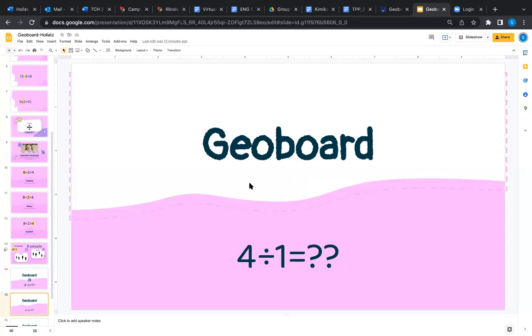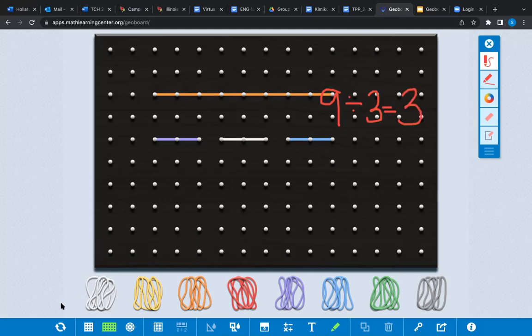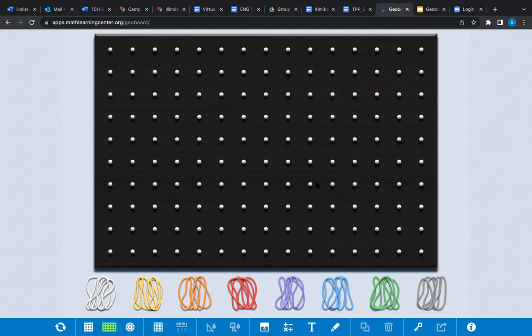Ooh, 4 divided by 1, that's tricky. Okay, let's clear our geoboard and try this again. So we have 4 divided by 1 equals. So 4 is our dividend and 1 is our divisor. Let's use red. Okay, so we have 1, 2, 3, and 4. So when you think about it, there are 1, 2, 3, 4.